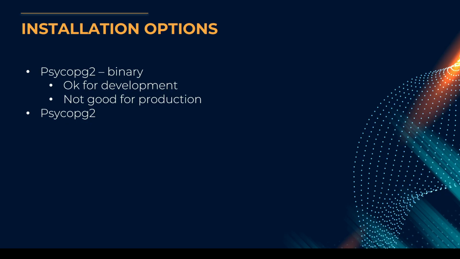The second option is just psycopg2, and this is the same as the above but without the binary on the end. psycopg2 is installed from source, meaning it's compiled from the source code. You won't really notice this during installation. You can install it using pip. However, behind the scenes, it's being compiled specifically for the operating system you are using. So if you are installing it on Linux, it's compiled for Linux. This gives it some advantages in terms of performance, reliability, and compatibility.